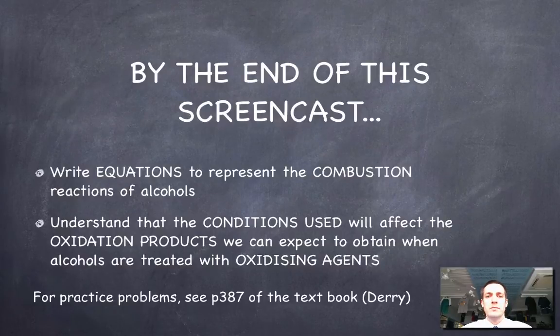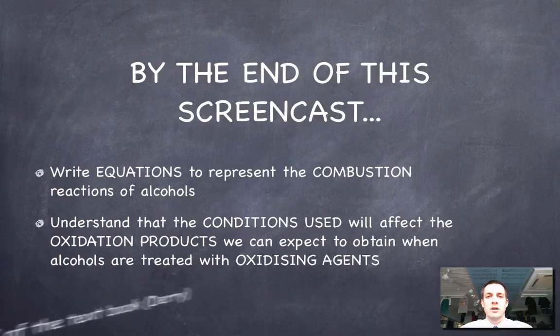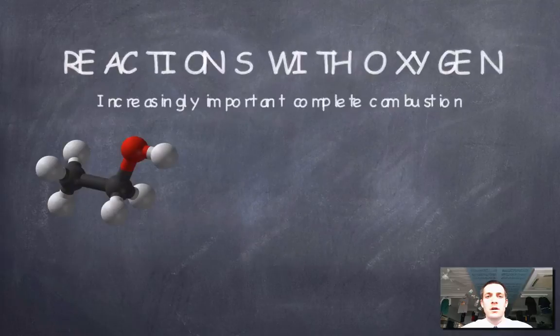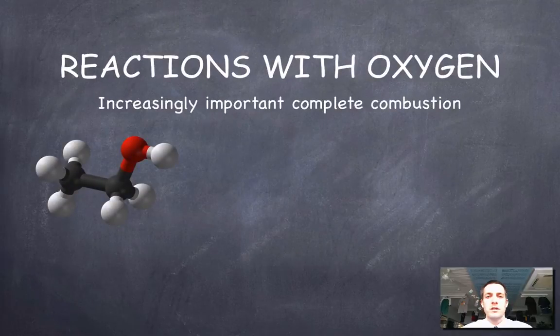And then we're going to look at some other oxidizing agents that we might use and what they might turn our alcohols into, and how the conditions that we actually use for the reactions might influence the nature of the products that we form. Okay, so I'll start with, I suppose, what might be considered the simplest oxidation process, because it involves oxygen, so it's easy to see why it's called oxidation.